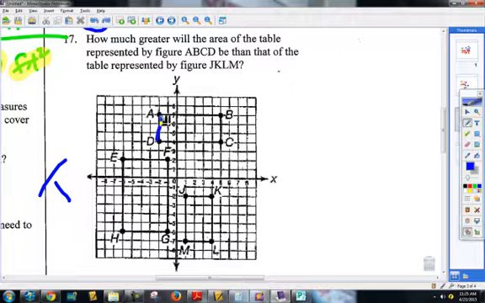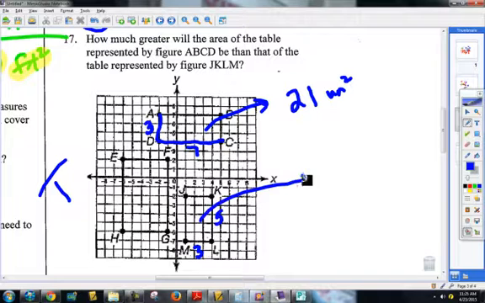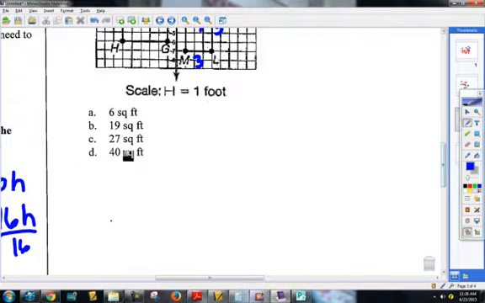Or you figure that your height is 3. Your base is 1, 2, 3, 4, 5, 6, 7. So what's the area of ABCD? 21 units squared. JKLM would be 3 as your base and then 5 as your height. Your area there is going to be 15. Whenever you're asked to find how much larger, how much bigger, how much faster, how much stronger, how much smarter, whatever is being asked, we're talking about a subtraction problem, correct? This is going to be 6 square feet.